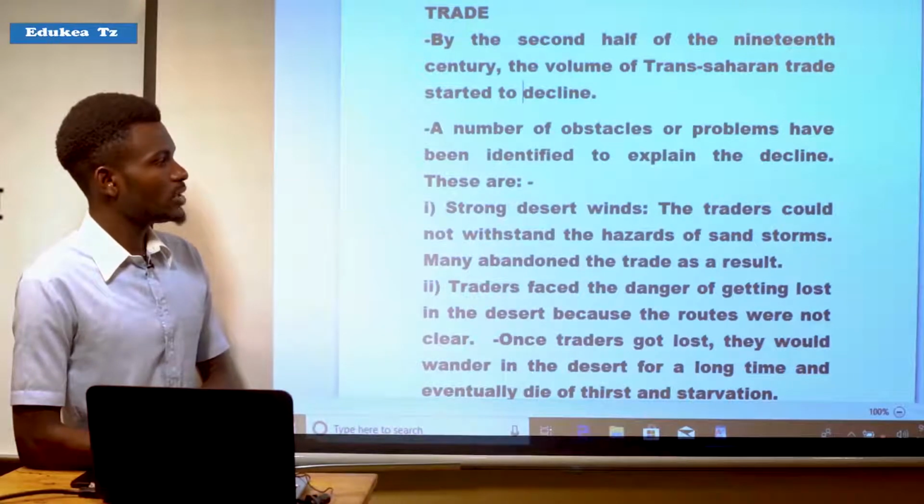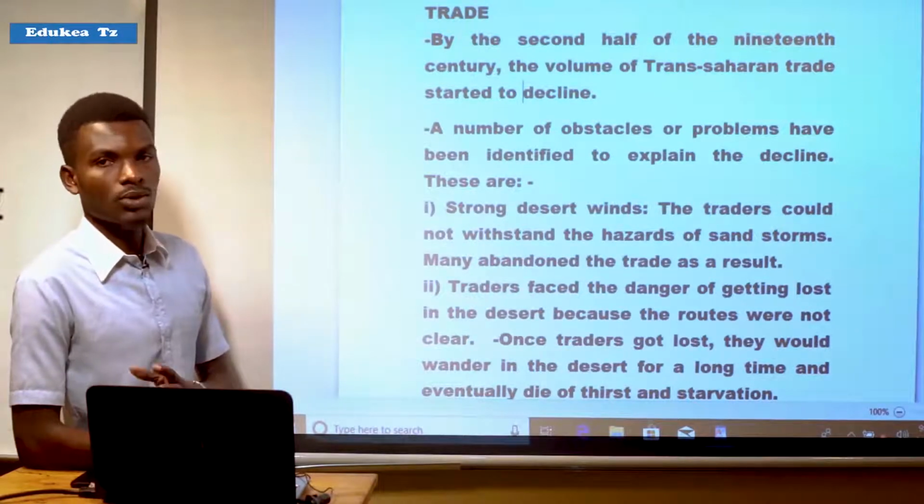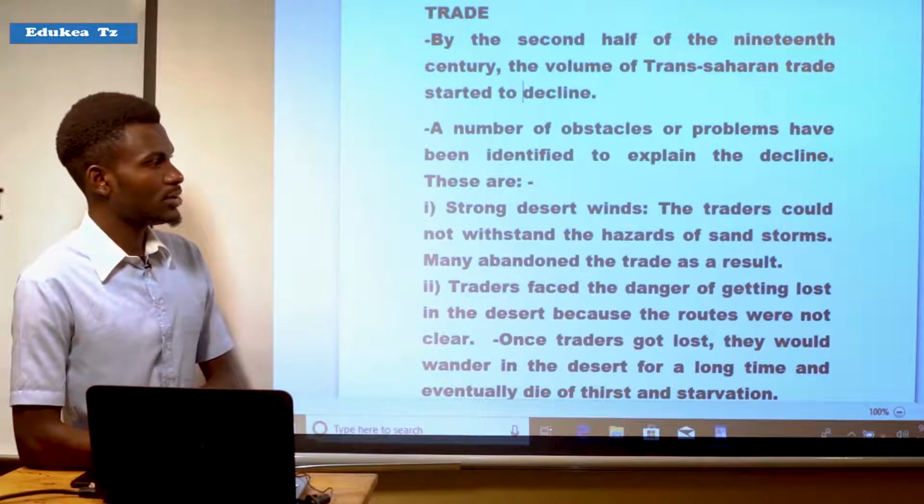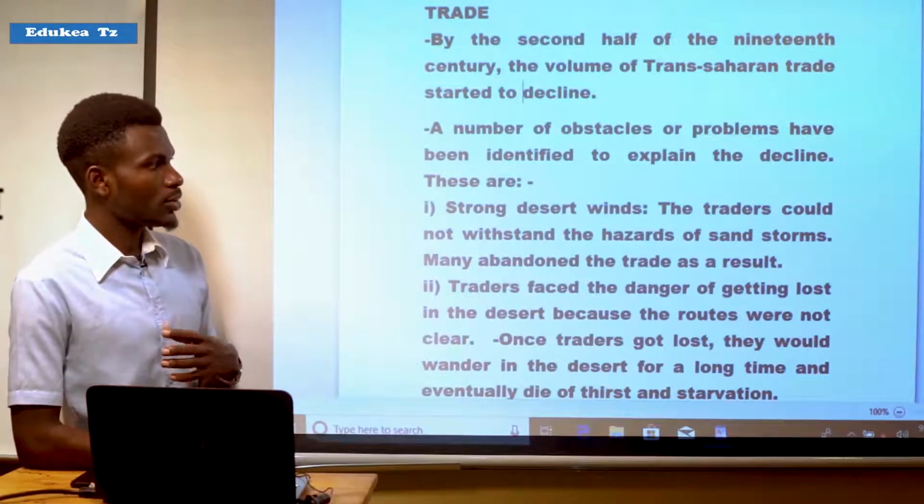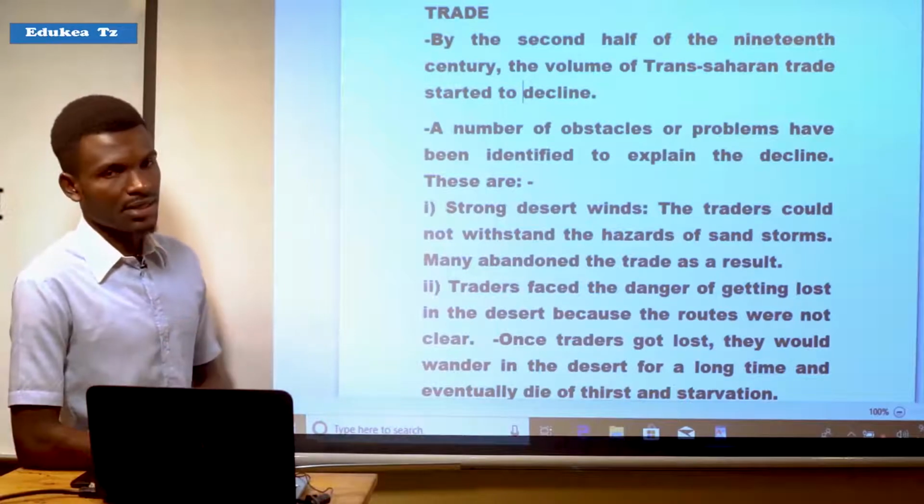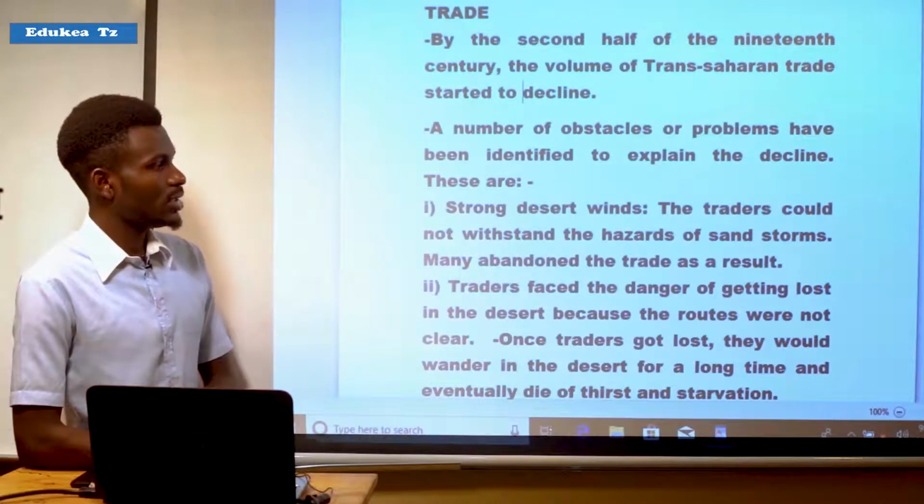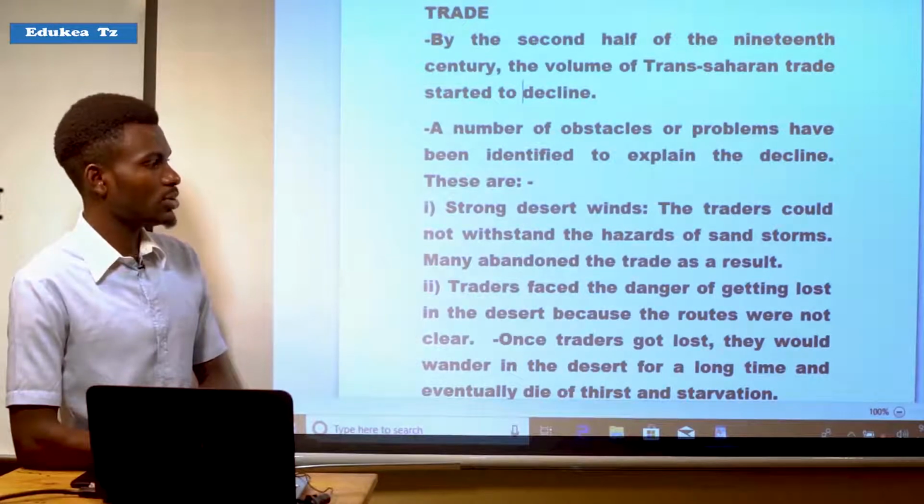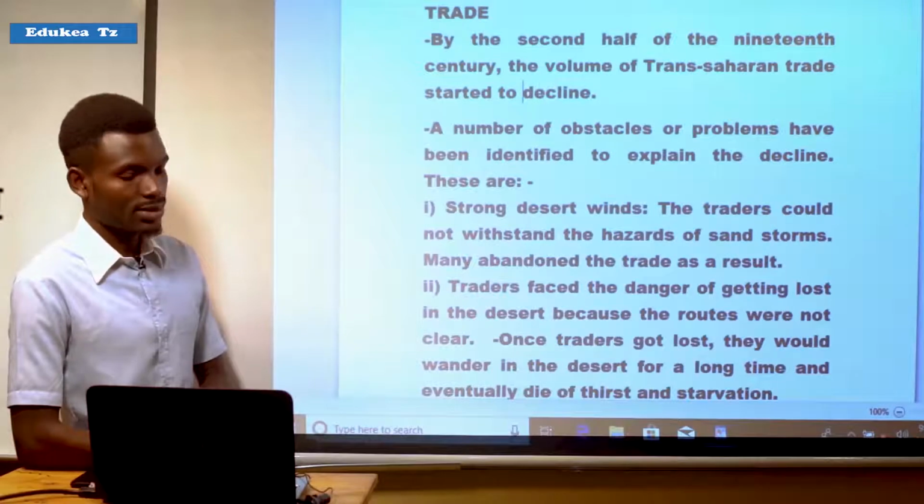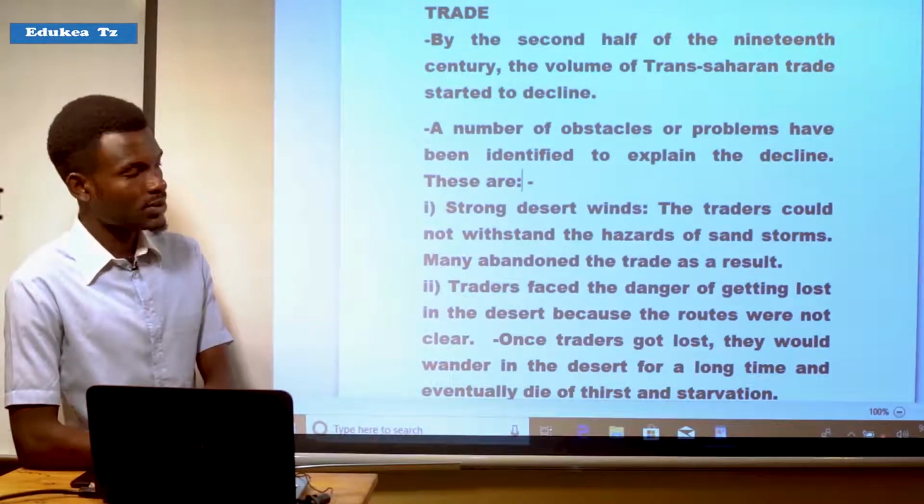The first one was the strong desert winds, meaning that there were strong desert winds that were hindering the traders from crossing the desert. The traders could not withstand the hazards of sandstorms, and many abandoned the trade as a result. That led to the collapse.